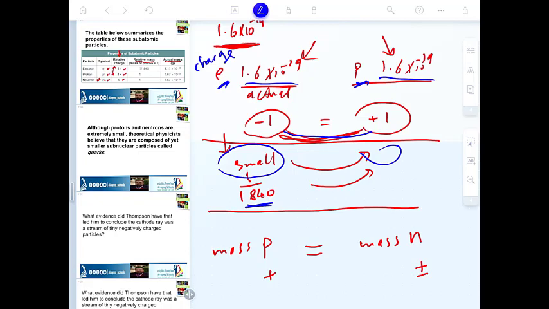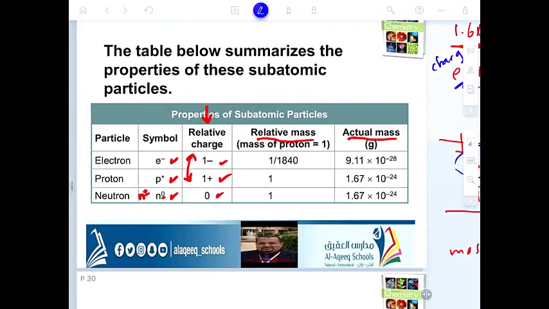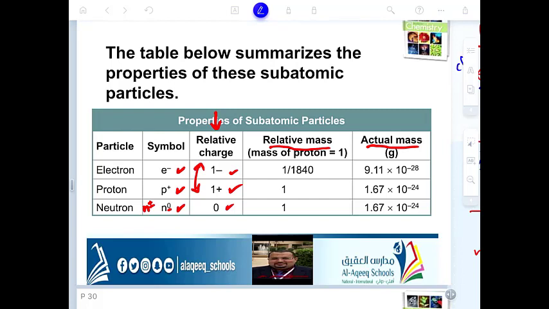But what about the proton and the neutron? Their masses are equal, but their charges are not equal. This is positive and this is neutral. Back to this table again. Look, the relative charge here I explained. Relative mass is 1 over 1840 for the electron. Okay? But because proton equals the neutron in their mass, the relative mass is 1 and 1.